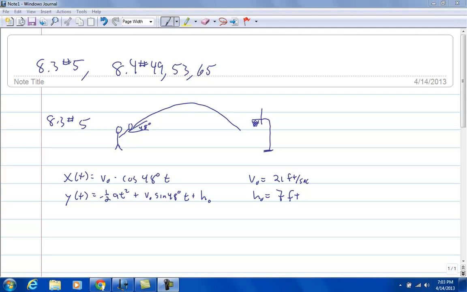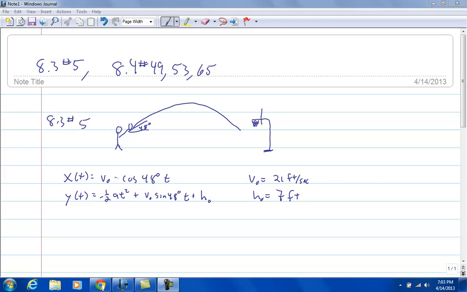Okay, so on 8.5 number 3, the question reads, Francois shoots a basketball at an angle of 48 degrees from the horizontal. It leaves his hand 7 feet from the ground with a velocity of 21 feet per second. Construct a set of parametric equations describing the shot. That's what I started doing here.